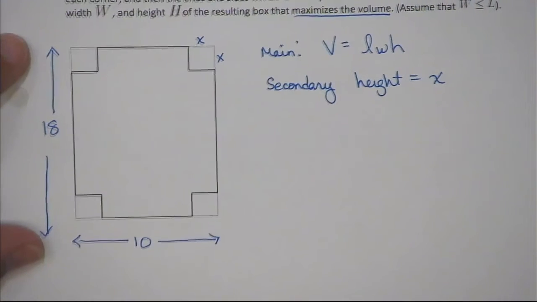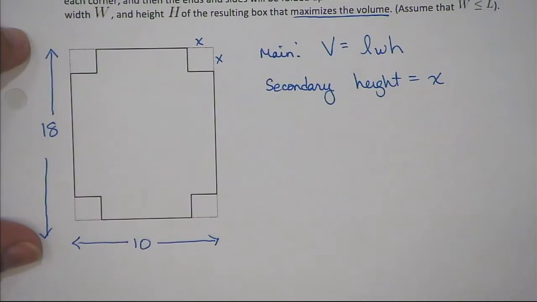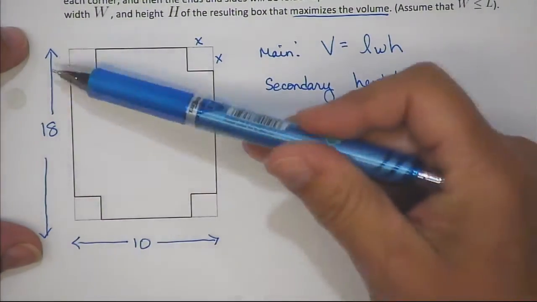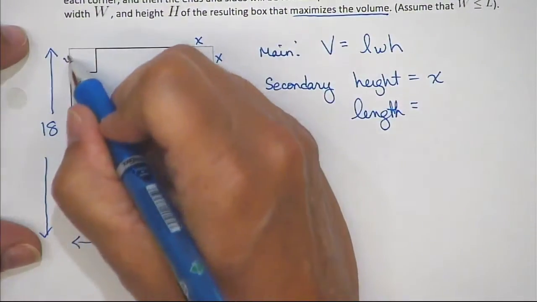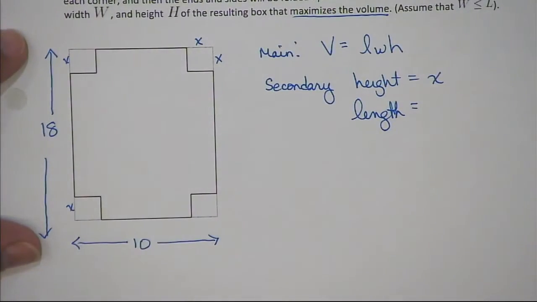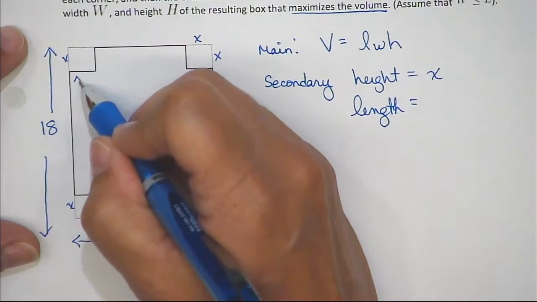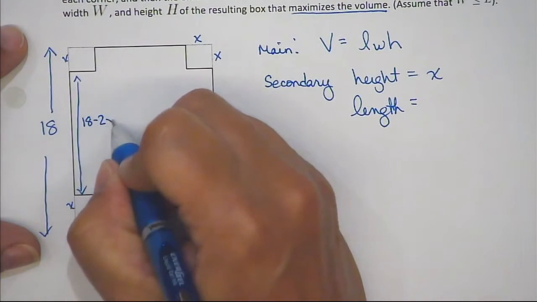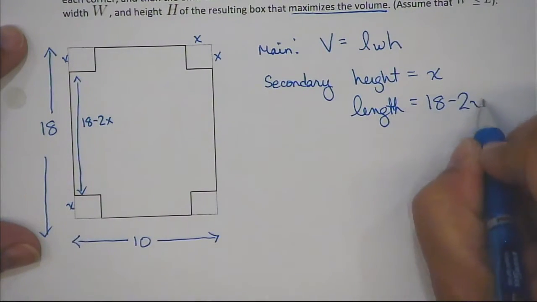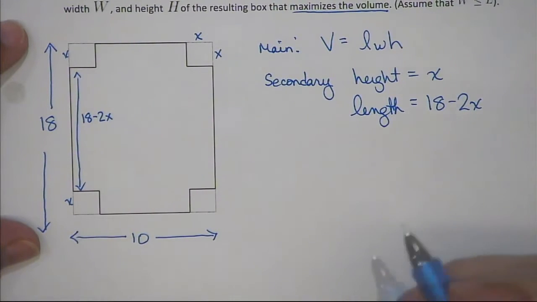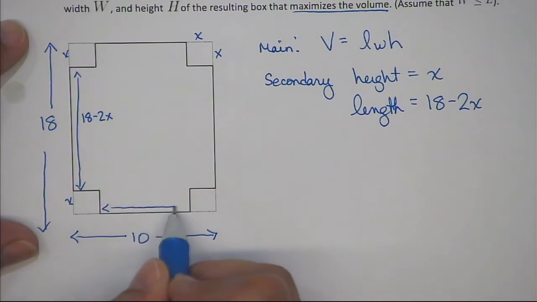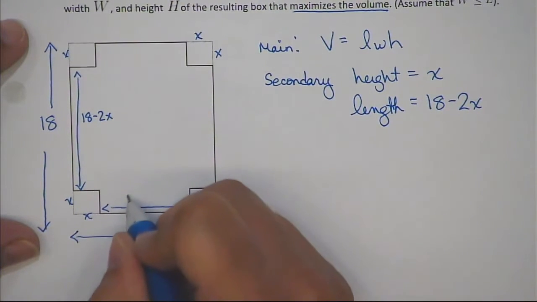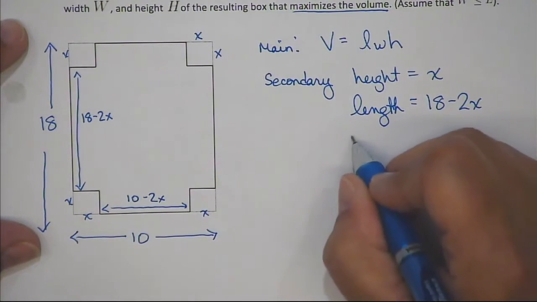Let's start with the length. The length is the bigger piece. So the length of our box is not 18, right? We took this piece away, and we took this piece away. Both were X's. So what is our length? That would be 18 minus 2x. There's our length. And then the width, which is down here, we took that x away and that x away from 10 inches. So that would be 10 minus 2x, right? There's our width.